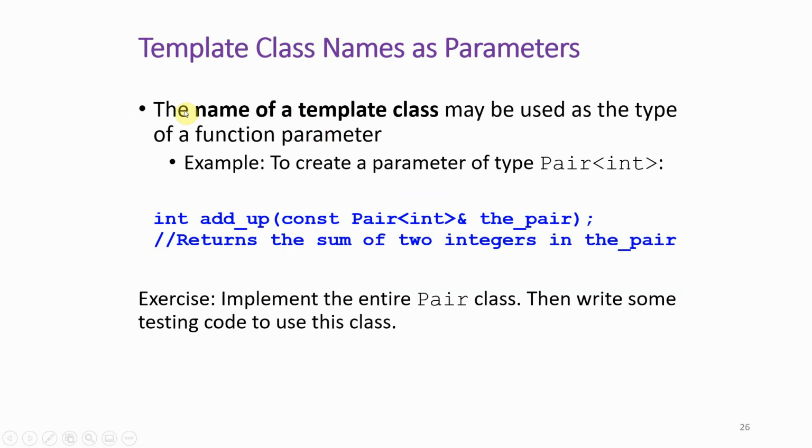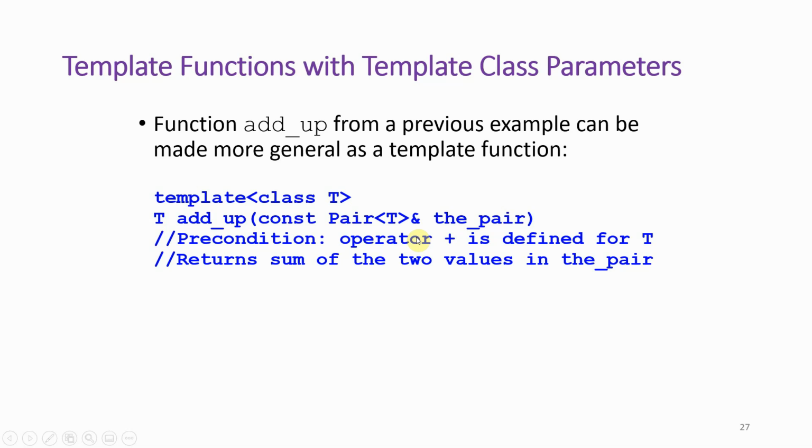The name of a template class can be used as the type of a function parameter. Here I have a function called addup. It has only one parameter, which is of type pair. What is the T? It's going to be integer. You can pass by reference, value, or pointer. All of the pass methods work with templates as well.